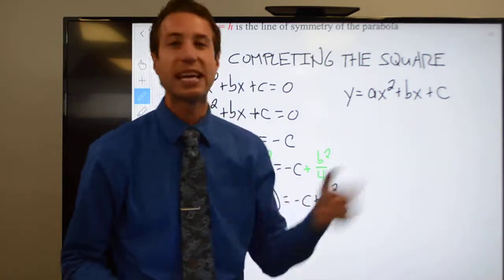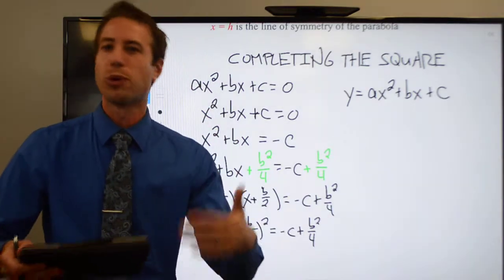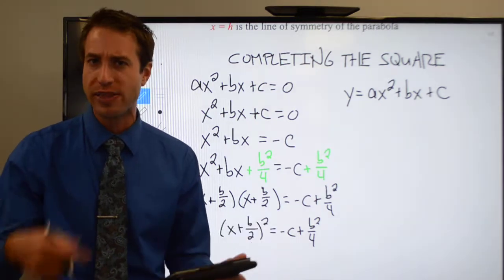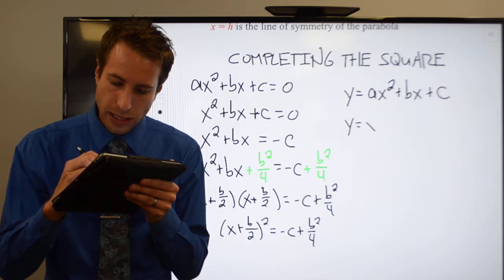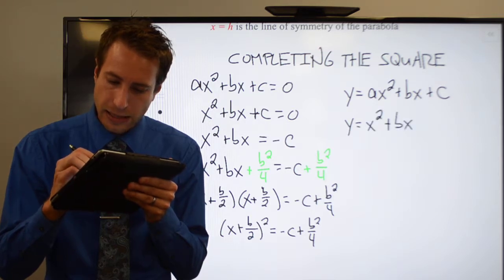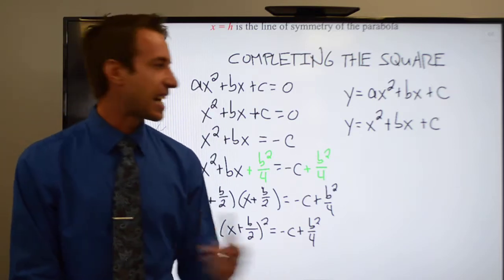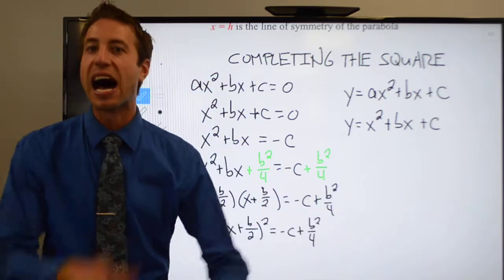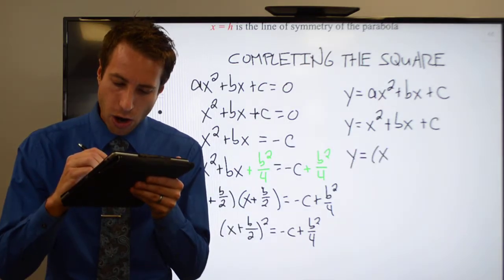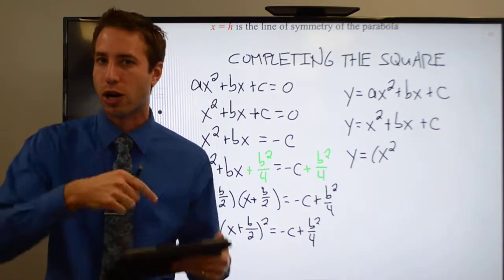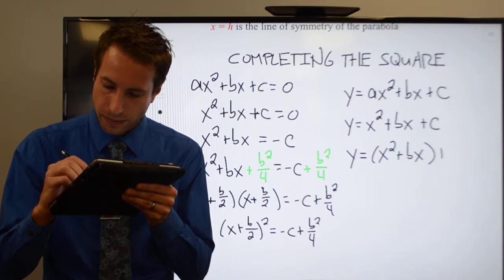Again, we're going to assume that a is a leading coefficient of 1. I'll show you later on what to do if it isn't. We can certainly deal with it, but for now let's assume that it is. And so I have y equals x squared plus bx plus c. What we're going to do is use parentheses to break up the right-hand side of this equation. Y equals, we're going to put our quadratic and our linear term inside parentheses.